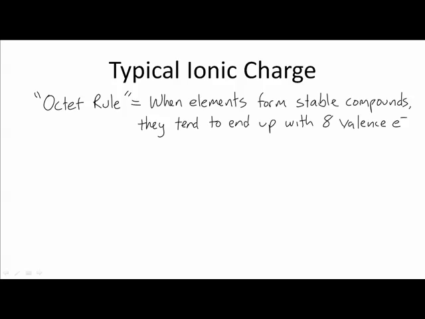So the other thing you want to know is when they make ions, metals we said are weak. So how do metals tend to make ions? They lose electrons. So metals, which are weak, tend to lose electrons. And nonmetals, which are strong, tend to gain electrons.